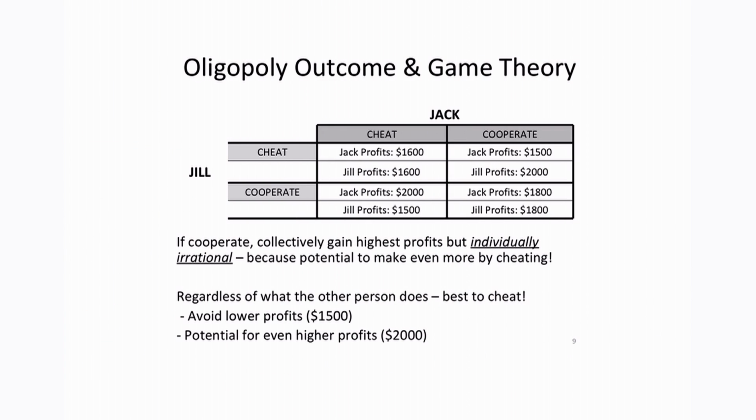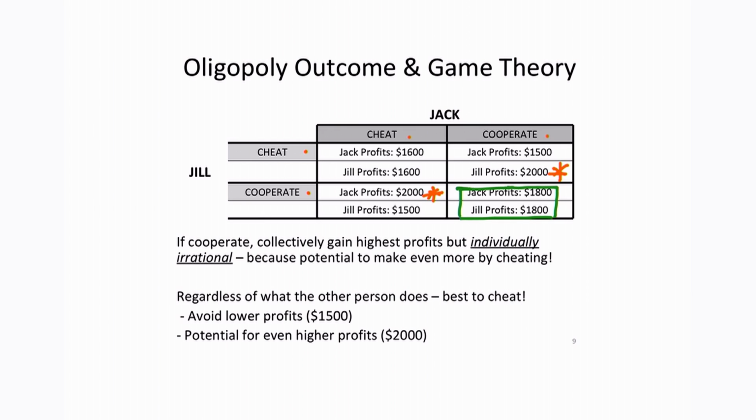Now, if we think about this in the context of game theory, let's think about Jack's choices. Jack's choice is either to cheat or to cooperate. And Jill's choice is also either to cheat or to cooperate. Now, if they both cooperate, the possibility is that they both make profits of $1,800. Now, if Jill cheats but Jack cooperates, this is going to be beneficial for Jill because she makes even more profits, and it's going to be costly for Jack. Now, if Jack cheats and Jill cooperates, this is going to be very beneficial for Jack because he makes $2,000 rather than $1,800.